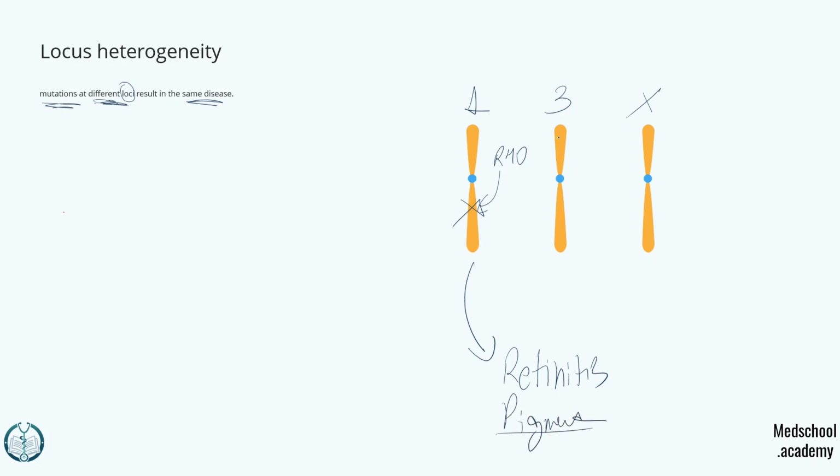And let's say this is chromosome number 3. And on chromosome number 3, there is another gene right here. Let's call it the RP9 gene. And any mutation to this will also lead to retinitis pigmentosa. And then on the X chromosome, there's another one. Let's call it RPGR. And let's say that mutation is right here. That will also lead to retinitis pigmentosa. So mutations at different loci, same disease.